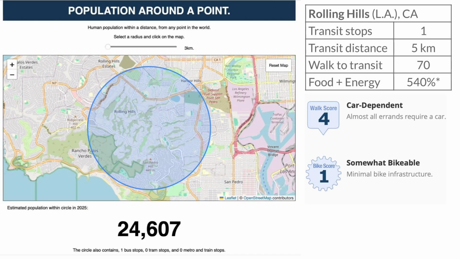Now, at the other extreme, there's Rolling Hills, California, which is basically in the south end of LA, with little parts of San Pedro and Rancho Palos Verdes. Now, this area has the distinction of having a walk score of 4 out of 100. It's totally car dependent. And they were very charitable with their bike score, which was a 1, by calling it somewhat bikeable. I would say that's not bikeable at all. With one measly bus stop in the whole neighborhood, you're looking at an average transit distance of about 5 kilometers and a 70-minute walk to transit.